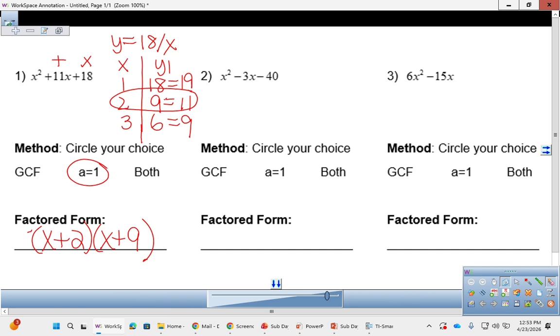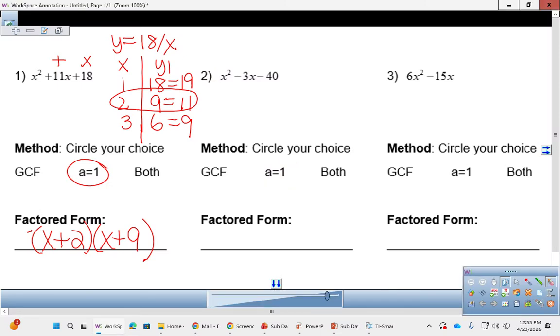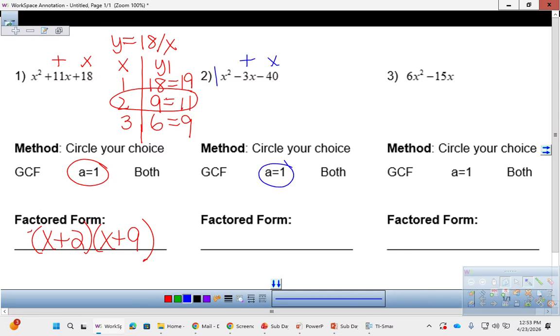All right, next one. This is another trinomial, 3 terms. The first term has a coefficient of 1. So trinomials with the first term of 1 is the A equals 1 method. So we're looking for numbers that multiply to negative 40 and add to negative 3. All right, so I'm going to go to the y equals screen and I'm going to do a negative 40 divided by x.